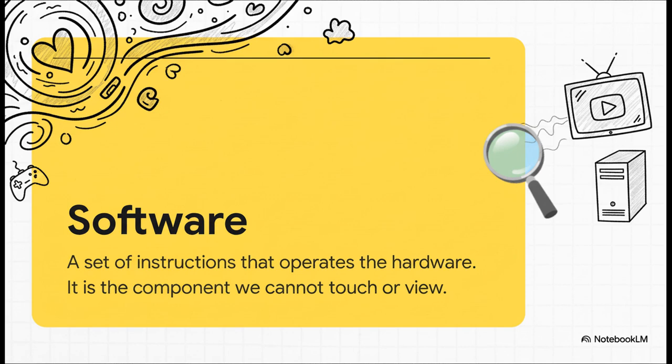Software is the magic. It's the set of instructions that tells all that physical hardware what to do. You can't physically touch software, just like you can't touch a thought or an idea. But it's the software that runs your favorite games, that lets you watch YouTube, and makes your computer a useful, amazing machine. Just remember, hardware is the body and software is the soul.